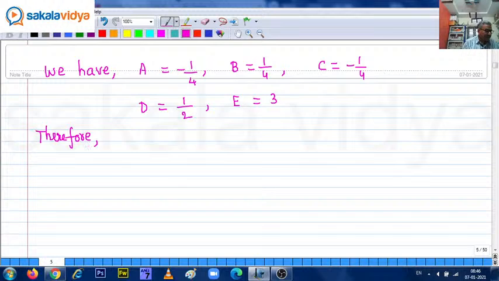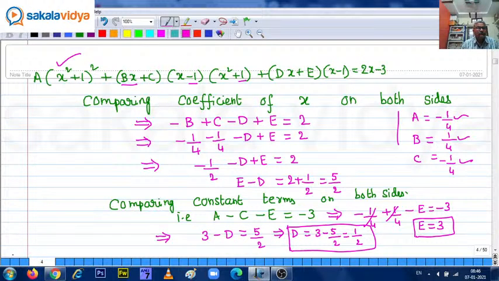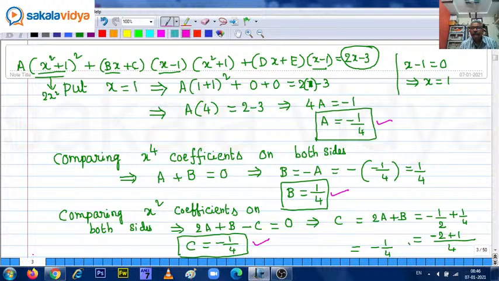so now partial fractions we need to write it. Partial fractions. A is minus 1 by 4, B is 1 by 4, okay, C is, let us go back. Let me check here first of all.